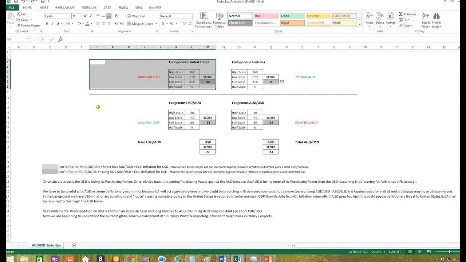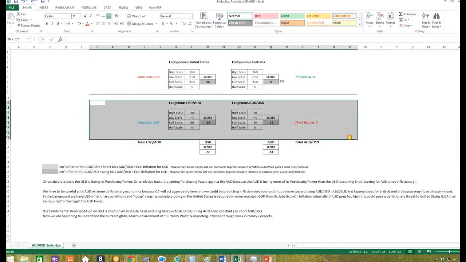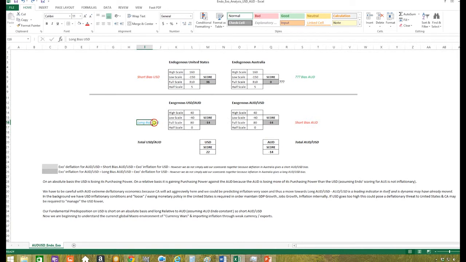So when we do our exogenous analysis against the Australian dollar, or against any other currency where we end up with a long bias in the US dollar, at the moment we have to be a bit careful that if the US dollar goes too high in value, it could be a deflationary threat to the United States, and central authorities will have to get involved to manage the US dollar lower. So what have we ended up with here?